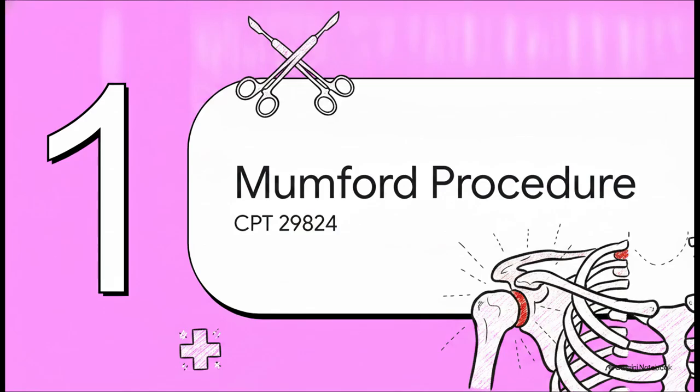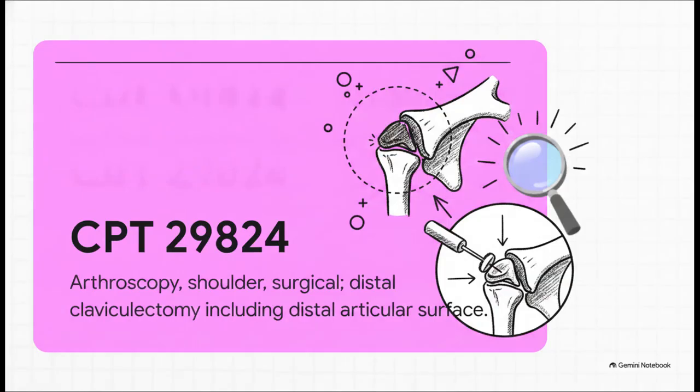Okay, let's dive right into Section 1, our deep dive on the Mumford procedure, CPT 29824. Let's establish our authoritative baseline by looking directly at the official CPT descriptor for 29824. It reads, arthroscopy, shoulder, surgical, distal claviculectomy, including distal articular surface. This is commonly referred to in operative reports as the Mumford procedure.